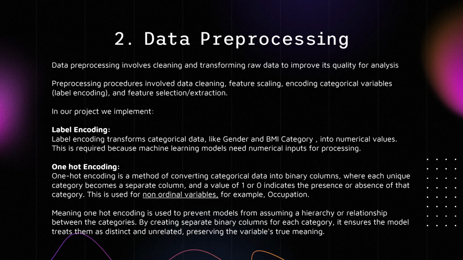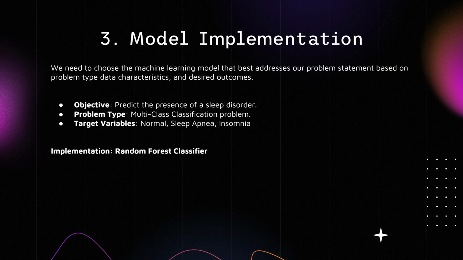We use label encoding and one-hot encoding in our project. Label encoding allows you to transform data, such as gender and BMI, into numerical values. One-hot encoding allows us to convert categorical data into binary columns. Our objective is to predict the presence of a sleep disorder. Our problem is a multi-class classification problem, and our target variables are normal, sleep apnea, and insomnia.